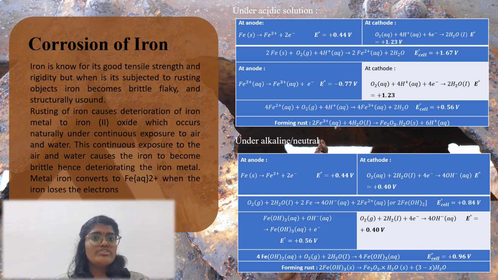One is acidic condition and another one is alkaline and neutral condition. As you can see here, for the acidic solution, this is the anode equation and this is the cathode equation. This equation is considered as the equation for the rust in the acidic solution. As for the alkaline or neutral solution, this is our anode and this is our cathode equation. And this is considered as the rust-forming equation under the alkaline or neutral condition.